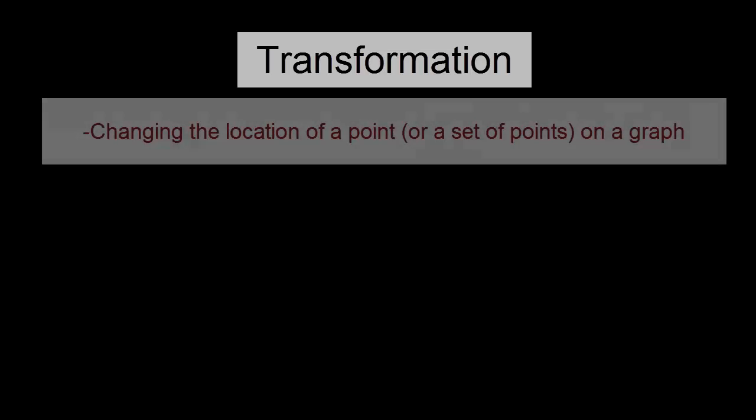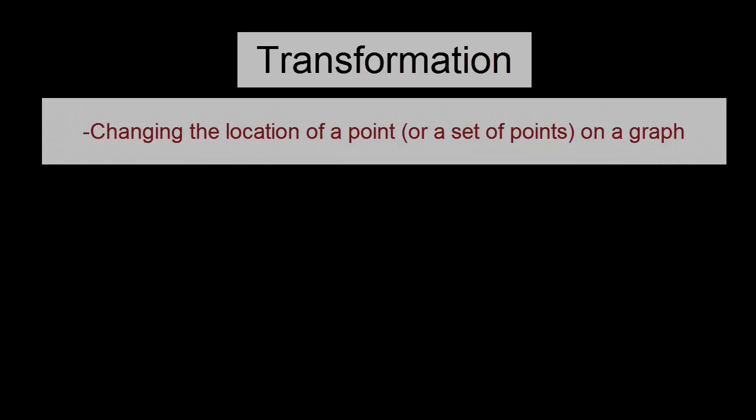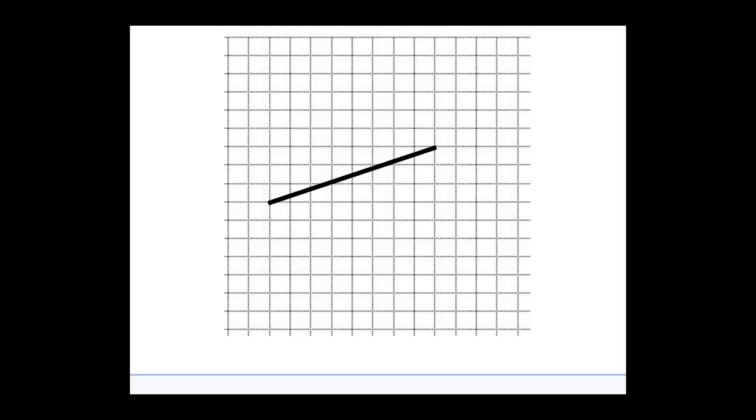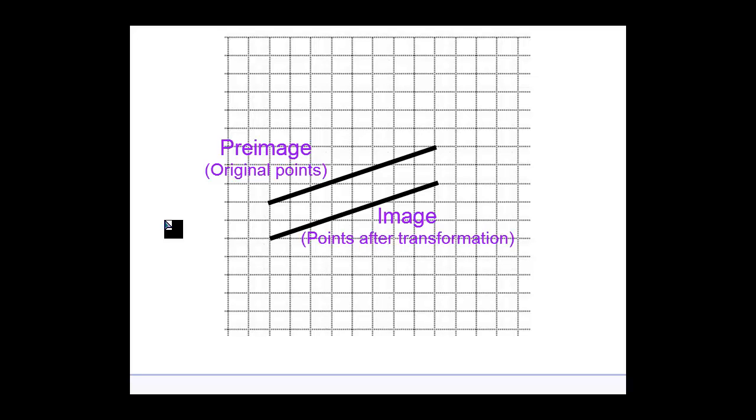Hello. In the upcoming days, we're going to be spending time talking about what they call transformations. Transformation is simply changing the location of a point or a set of points that maybe form a shape on a graph. For instance, let's say you had this line segment, and then you had a transformation that said shift all the points down 2 units. Well, then you'd have with it something like this. The original line segment would be what they call the pre-image, and the new line segment would be the transformed image.